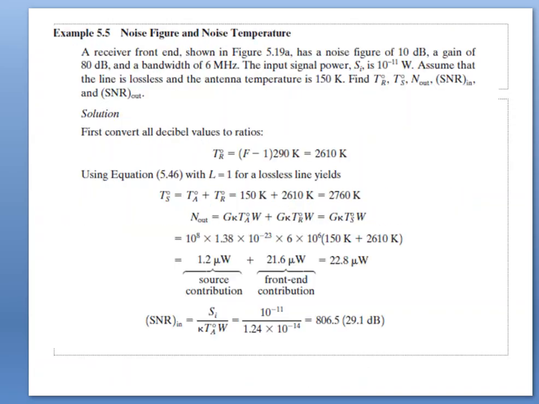And we move to the next concept, that is the calculation part, noise figure and noise temperature calculation. Already we discussed these topics. Now we can calculate the noise temperature and noise figure by considering some inputs as an example. So read the problem. A receiver front end shown in the figure below with a noise figure of 10 dB and a gain of 80 dB, bandwidth equal to 6 MHz. The input power Si is 10 to the power of 11 watts. Assume the line is lossless and the antenna temperature is 150 Kelvin, and calculate some parameters.